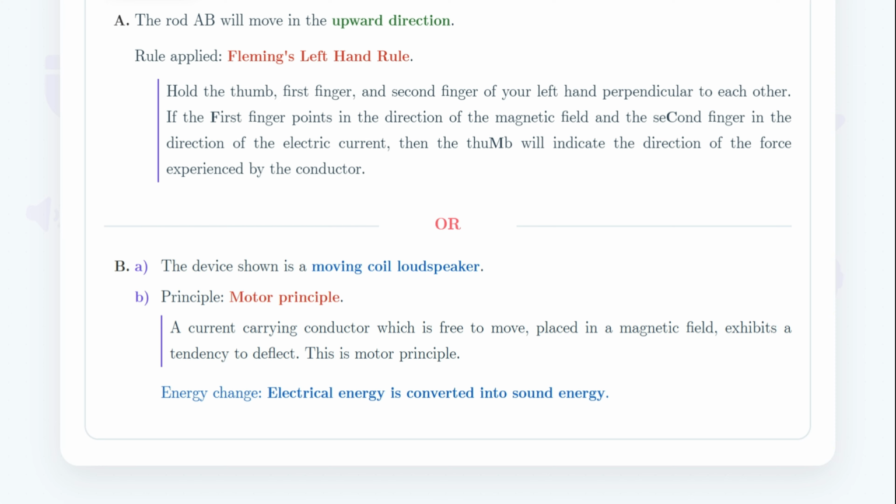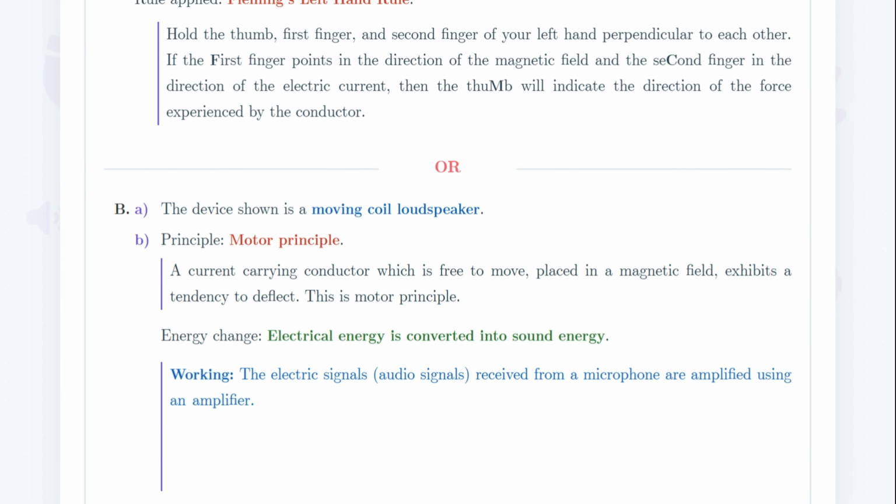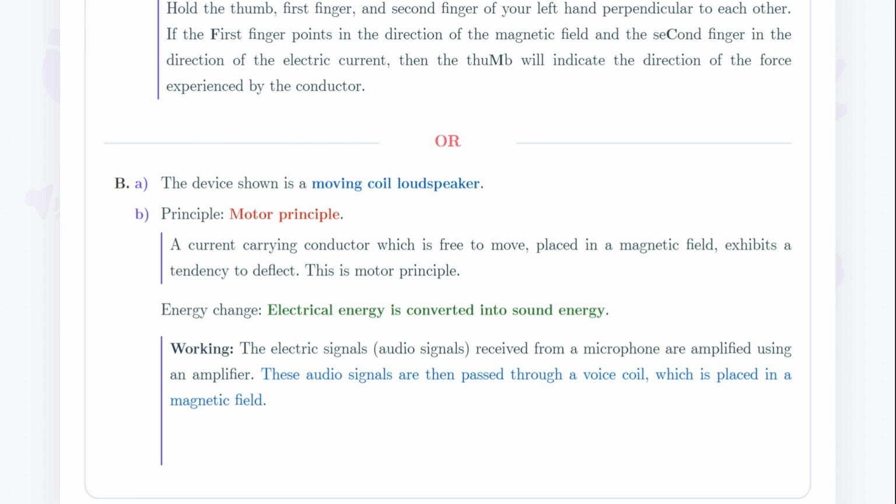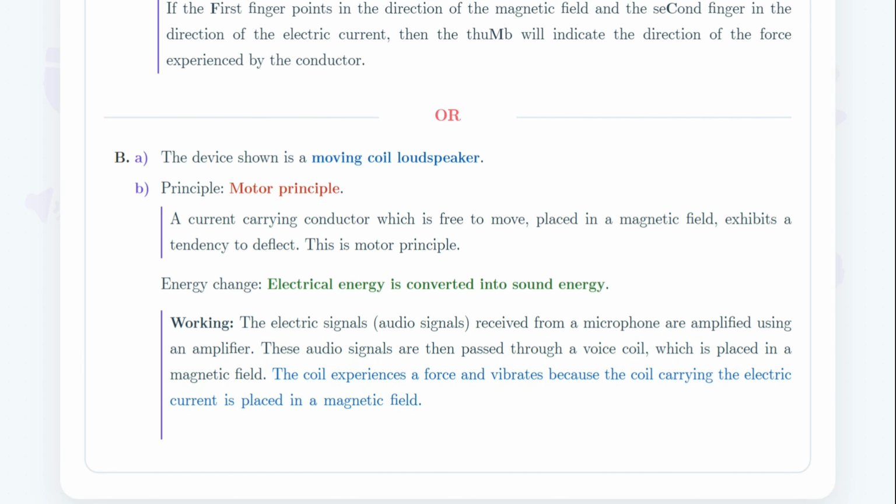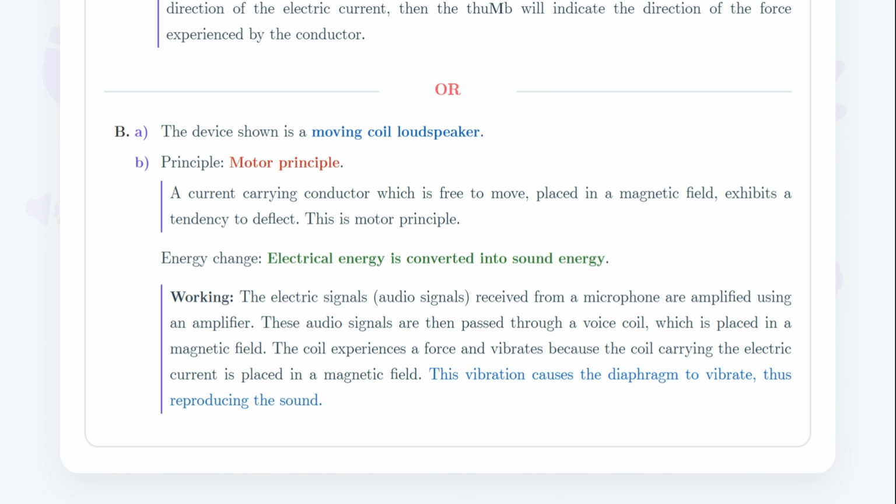Let's summarize exactly how it works step by step. The weak electric audio signals from a microphone are first amplified. These strong signals pass through the voice coil suspended in the magnet. According to the motor principle, this current-carrying coil experiences a varying force and starts to vibrate. Because the coil is attached to the large paper cone, or diaphragm, it also vibrates, pushing the air back and forth, and perfectly reproducing the original sound.